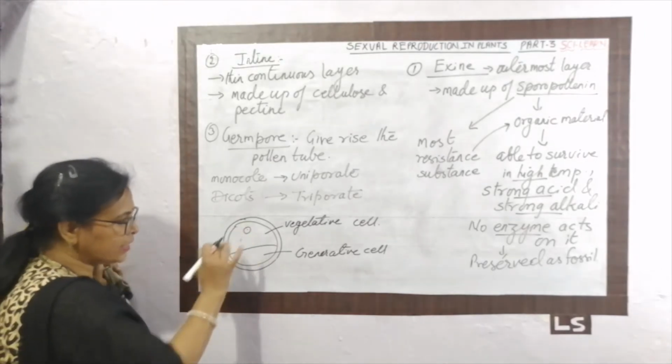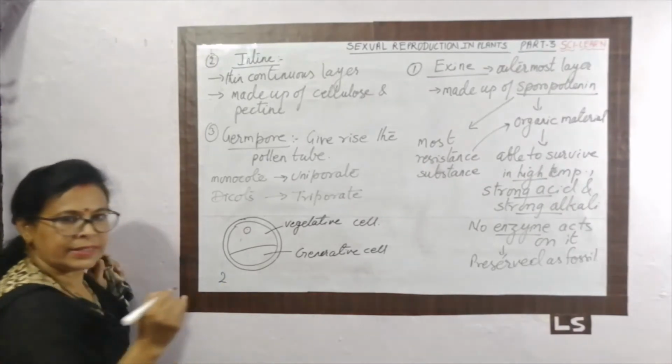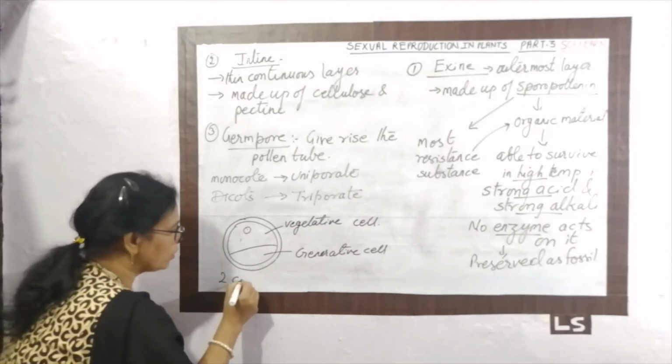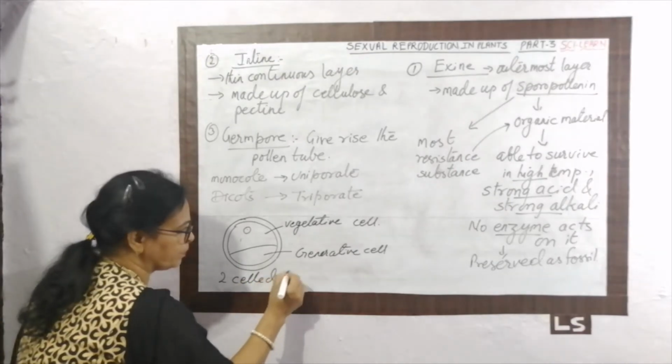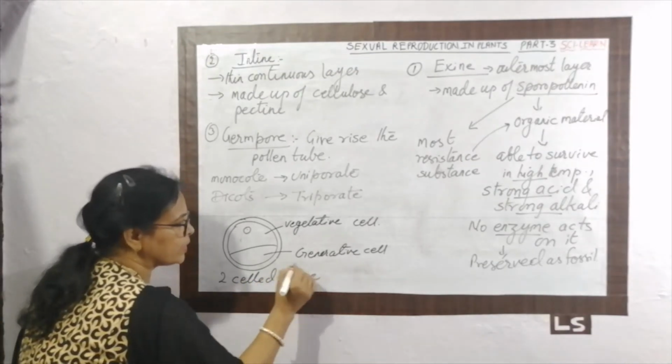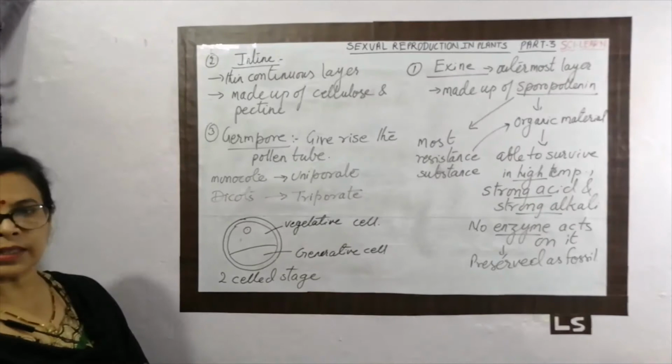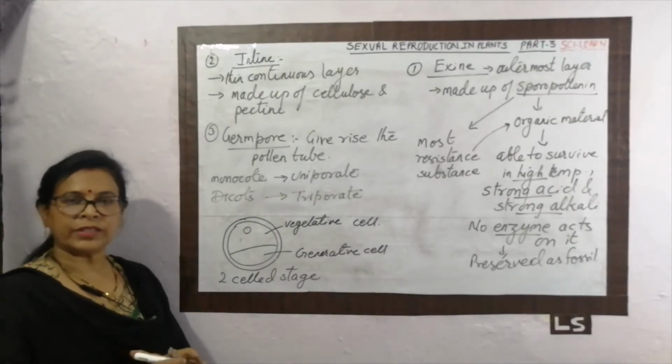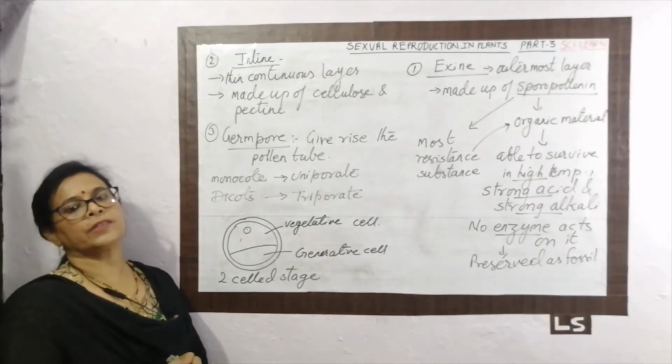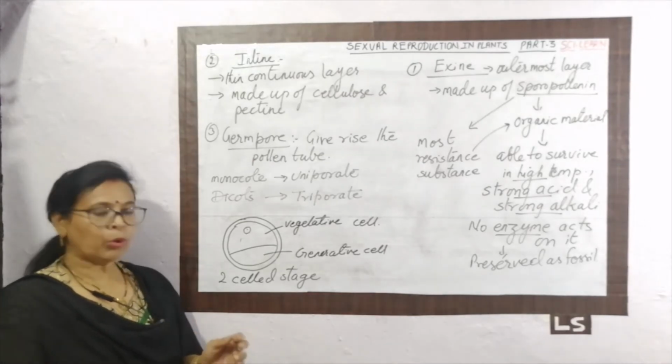This stage is called the two-cell stage. What happened in the two-cell stage? Two parts are present: the vegetative cell and the reproductive cell.